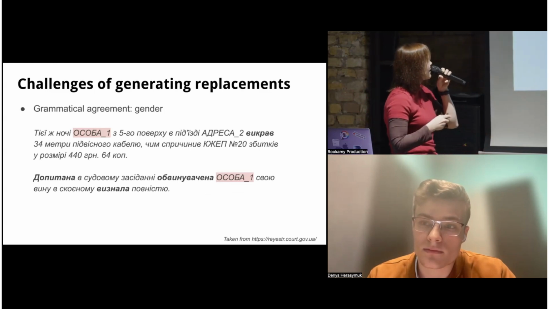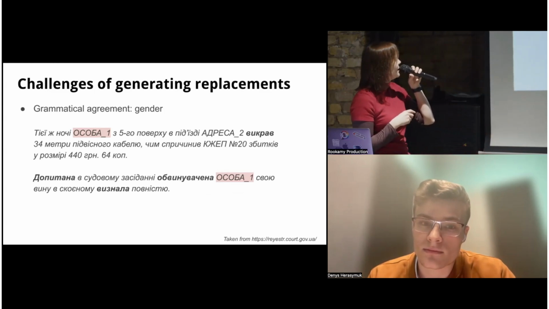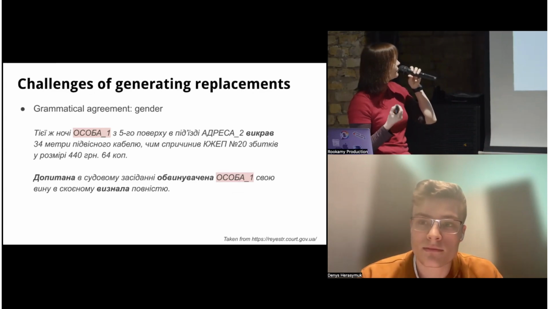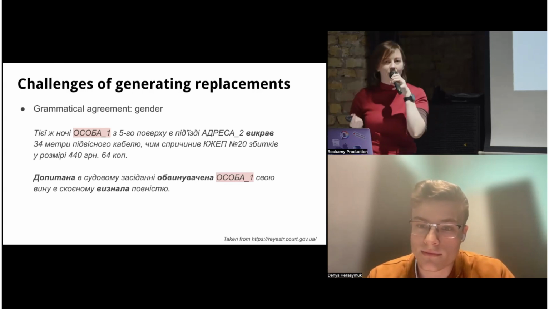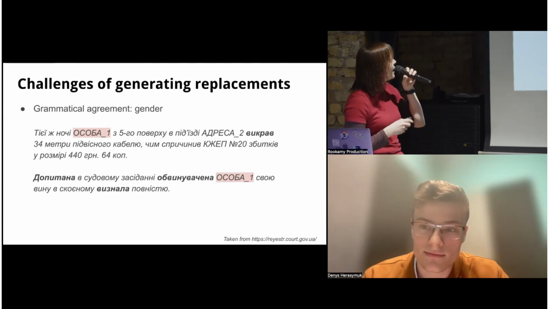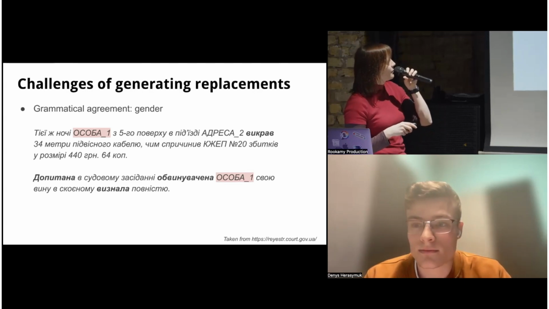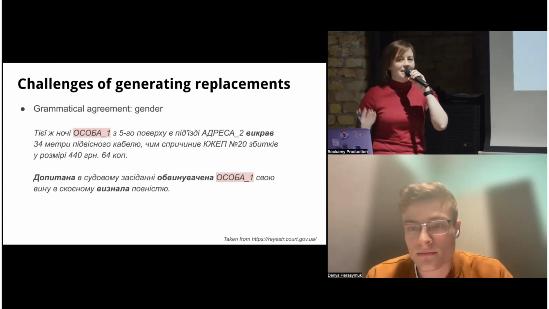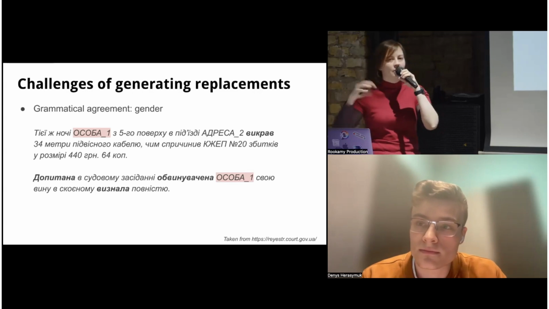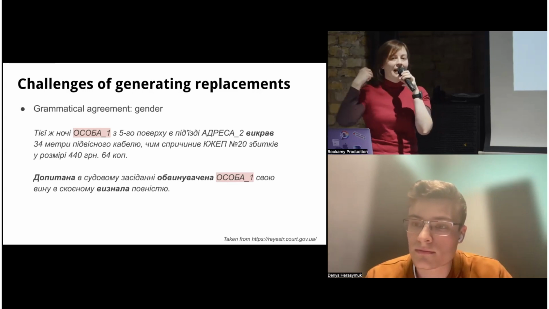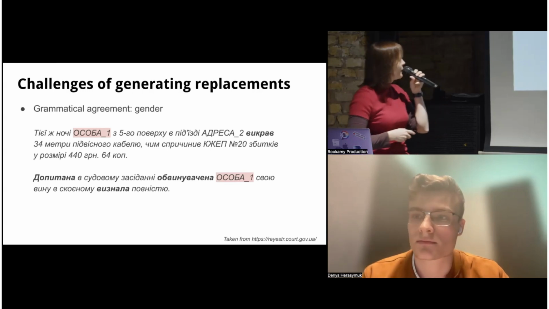So if we look at the examples, the first one says, "тієї ж ночі особа 1 з 5-го поверху в під'їзді адреса 2 викрав 34 метри підвісного кабелю, чим спричинив збитків у розмірі 440 гривень і 64 копійки." And we see the word "викрав" here, which is a verb, and it should agree with the masculine grammatical gender, and we know that особа 1 should be de-anonymized using a male name and last name.